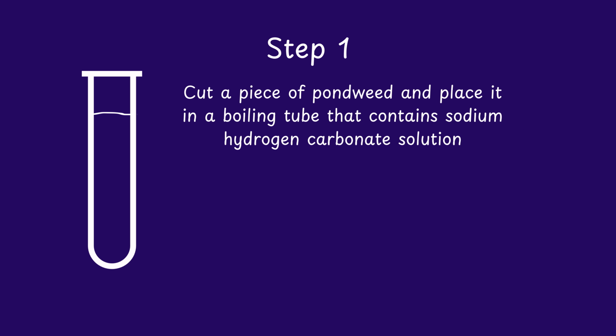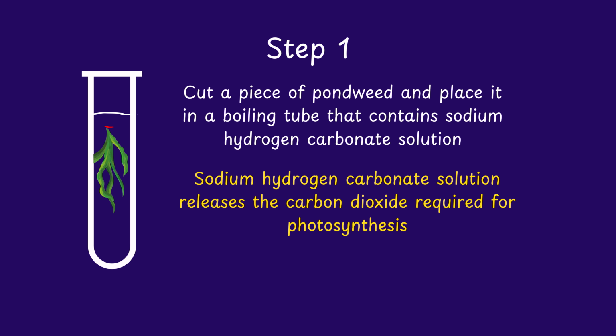Step 1. Cut a piece of pondweed and place it in a boiling tube that contains sodium hydrogen carbonate solution. Students, ensure that the cut end faces upward. The sodium hydrogen carbonate solution releases the carbon dioxide that is required for photosynthesis.